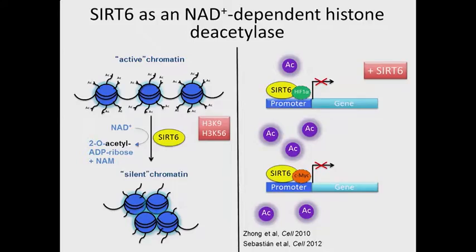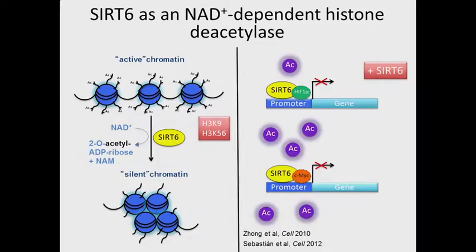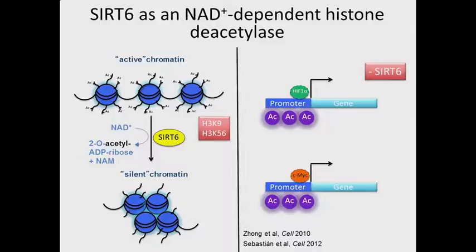Sirtuin-6, or SIRT6, is a histone deacetylase that uses NAD as a cofactor to remove acetyl groups from histone 3 lysine 9 and histone 3 lysine 56 to convert actively transcribed open chromatin into silent closed chromatin. More specifically, our lab has shown that SIRT6 acts as a co-repressor of the transcription factors HIF and MYC by deacetylating H3K9 and K56 at the promoters of their target genes. When SIRT6 is lost, the chromatin remains hyperacetylated and thus more accessible for HIF and MYC to bind and increase the expression of their target genes.